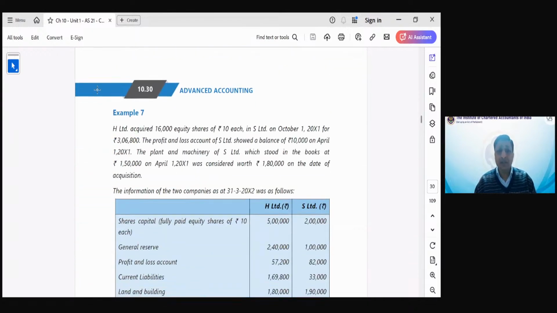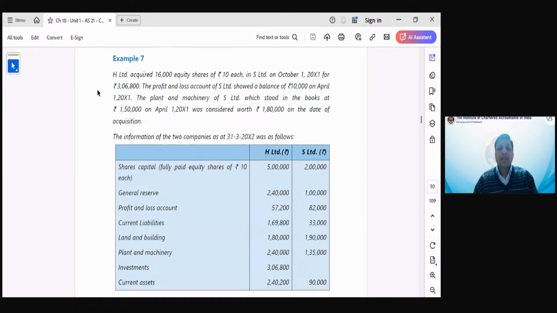Okay, so let's look at one more example now. H Limited acquired 16,000 equity shares of S Limited on 1st October 20X1 for 3,06,800. Profit and loss account of S Limited showed a balance of 10,000 on 1st April 20X1. Plant and machinery of S Limited, which stood in the books at 1,50,000 on 1st April X1, was considered worth 1,80,000 on the date of acquisition.